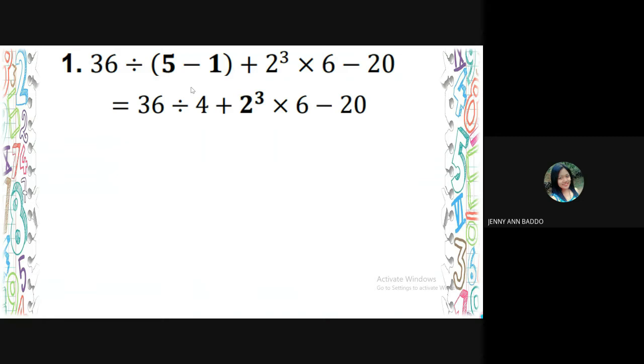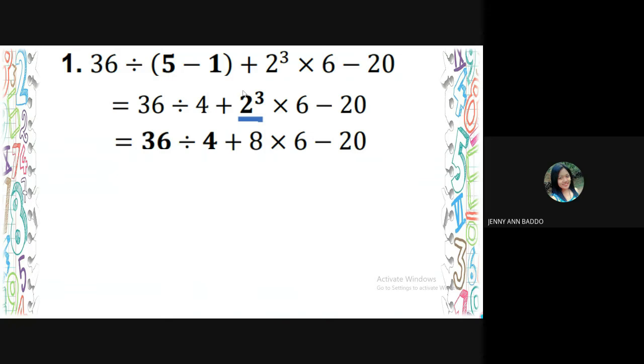And then after the parentheses, since we have here an exponent, that should be simplified next. So 2 cubed is equal to 2 times 2 times 2. 2 times 2 is 4, times 2 is 8. So we now have 36 divided by 4 plus 8 times 6 minus 20.